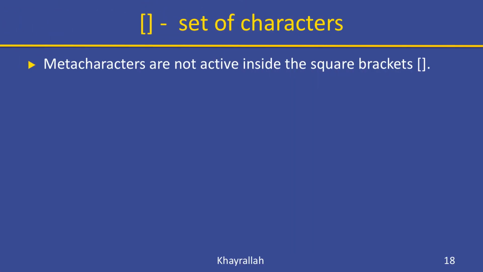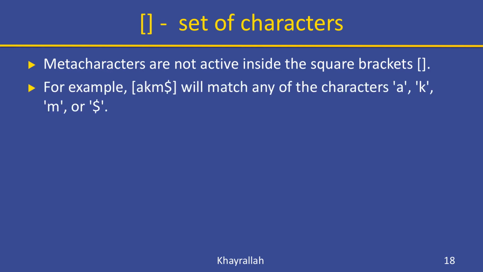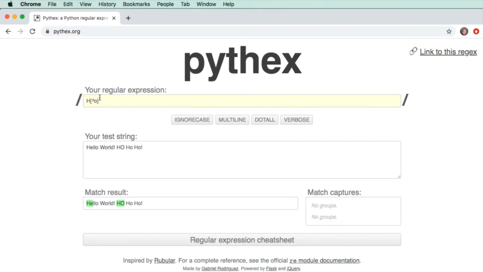Meta characters are not active inside the square brackets. If we think of meta characters as characters with superpowers, meta characters lose these superpowers when they are inside square brackets. So for example, the $ sign is a meta character, but once it goes inside the square bracket, it loses its superpower and becomes just a dollar sign. So if I write [AKM$], this will match any of the characters A, K, M or the dollar sign. The caret sign inside the square bracket means not.